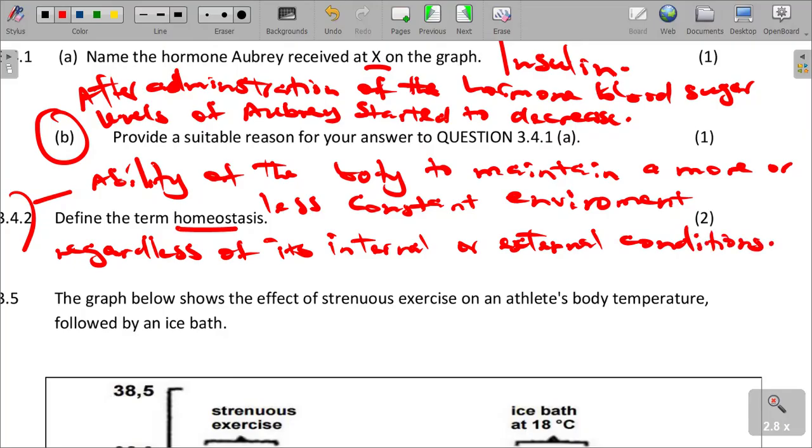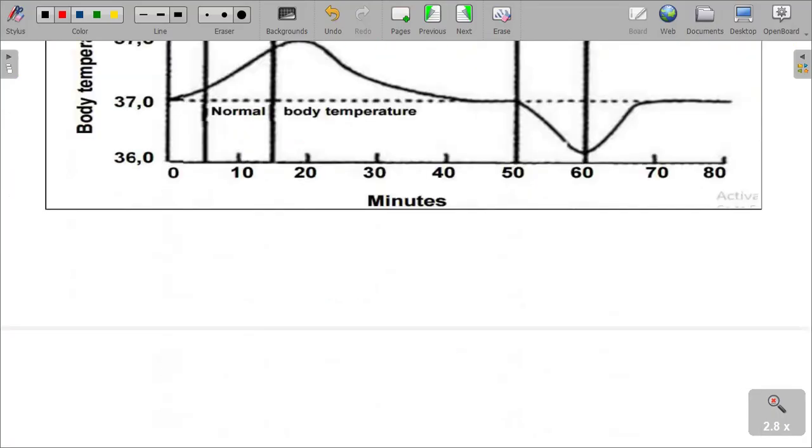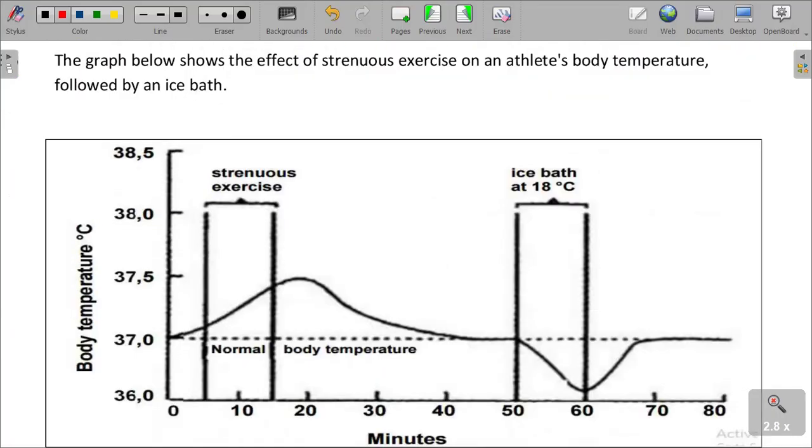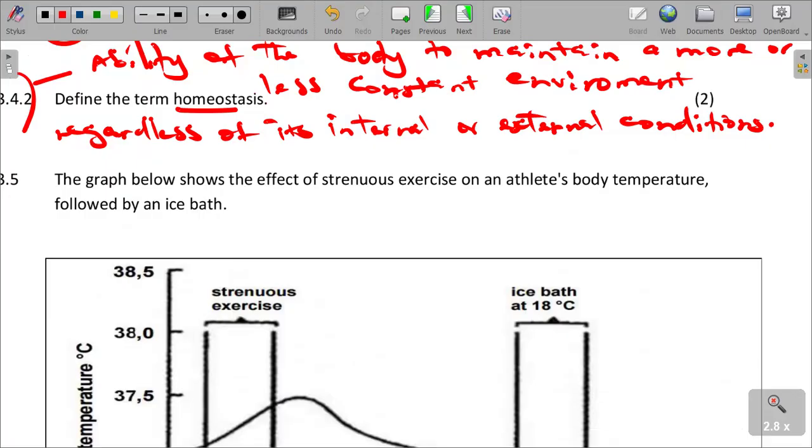So what happens with homeostasis is that the body strives to maintain a more or less constant environment without being affected by external factors or external conditions. So when temperature goes up, the body has the capacity to return it to normal on its own. We say that that is homeostasis. That's what you call homeostasis.